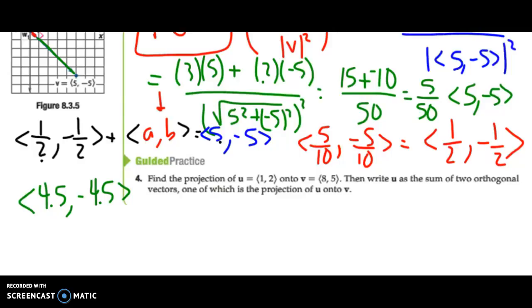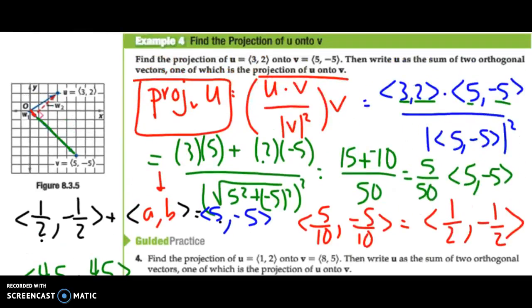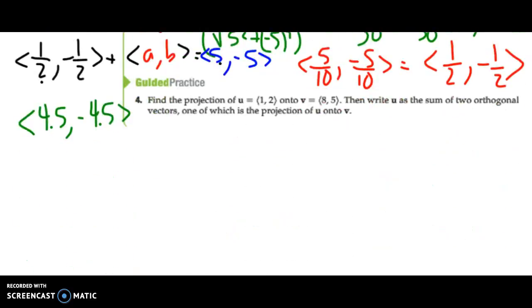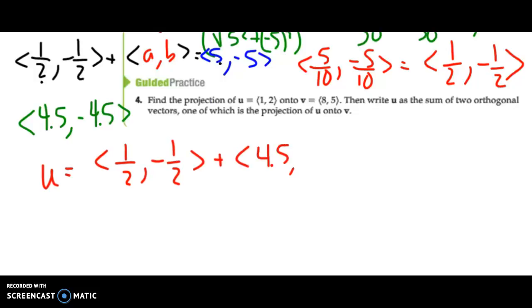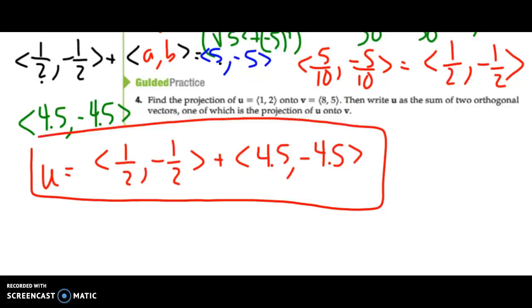So the original question had us write u as the sum of two orthogonal vectors. It would be this: u then would be equal to (1/2, -1/2) plus (4.5, -4.5). So, projection vector, sum of two orthogonal vectors.